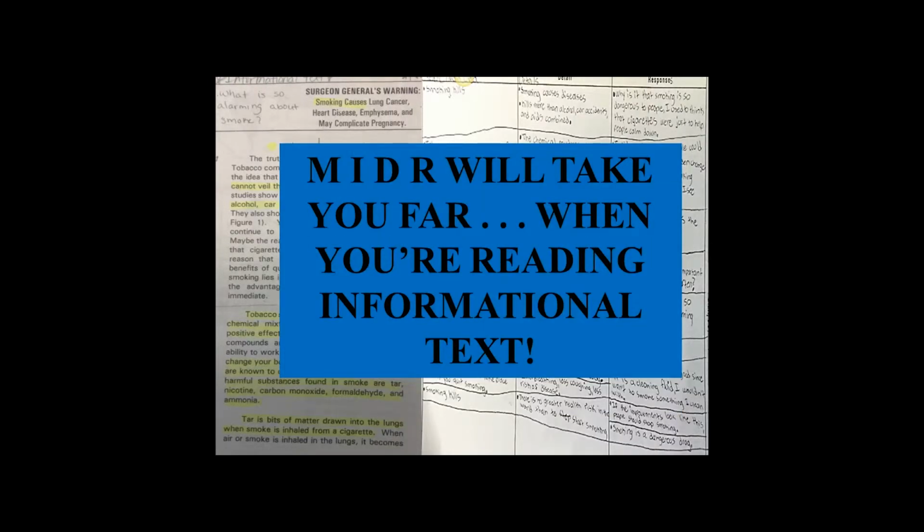MIDR will take you far when you're reading informational text. This strategy for expository text is called MIDR, which is really just an acronym. MI stands for main idea, D stands for detail, and R stands for response. Students read an informational text closely, analyzing each paragraph for the main idea, the most important details, while monitoring their own comprehension. On the passage, you can see the routine and expectation that students establish their own purpose for reading by posing a question they expect to have answered. This will be their writing assignment, where they will write an expository text explaining the answer to their question.